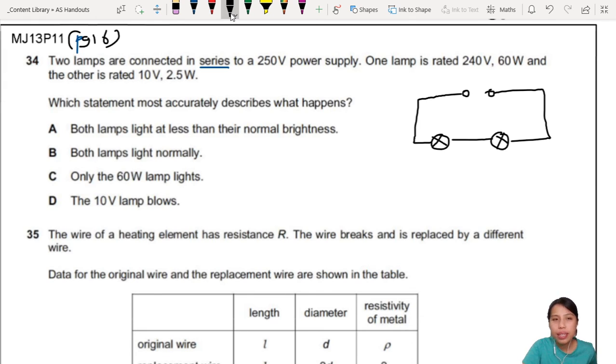So the power supply here is how much? 250 volts. Wow! That's like the house switch, the plug there, you touch there, that is 240 volts already. Okay. And then we have one lamp here. Let's label it: 240 volt, that's the rating, and 60 watt. The other one is 10 volt rated and 2.5 watt.